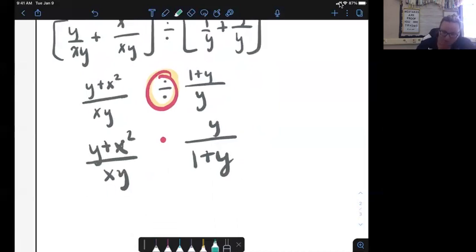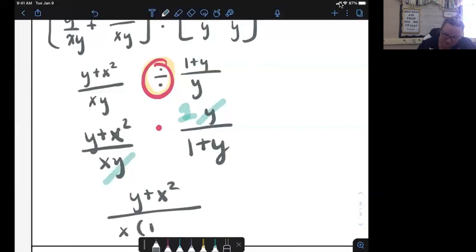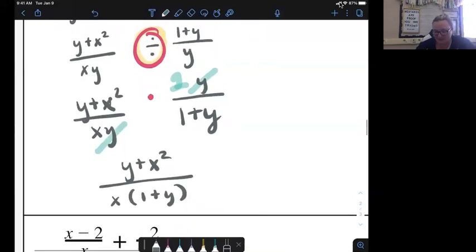Ooh. Well, y divided by y is 1. And then I don't think anything else simplifies. So we have 1 times (y plus x squared) over x times (1 plus y). And make sure that 1 plus y is in parentheses.